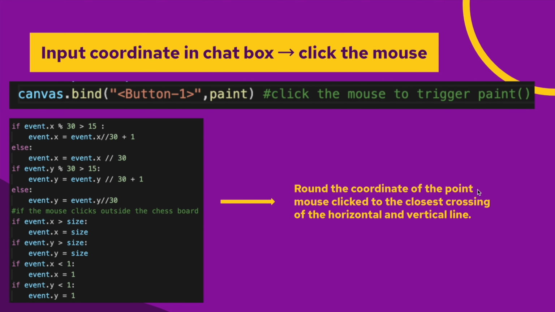In real life, we play chess games by clicking on the chessboard rather than entering the coordinates. We realize this in this demo by binding the Button-1 event, which stands for the left click of the mouse, and the paint function. In the paint function, we use integer division to round the coordinates of the mouse click to the closest crossing of the horizontal and vertical lines, and then show a black or white chess piece according to the ID on the chessboard. But we had problems implementing this into our system because we had problems transferring the mouse click information through the server.